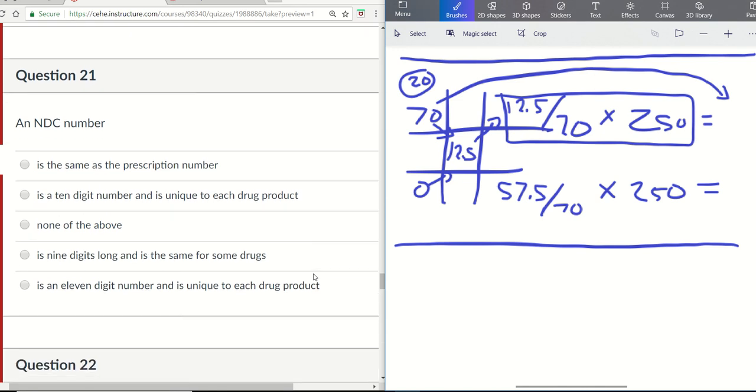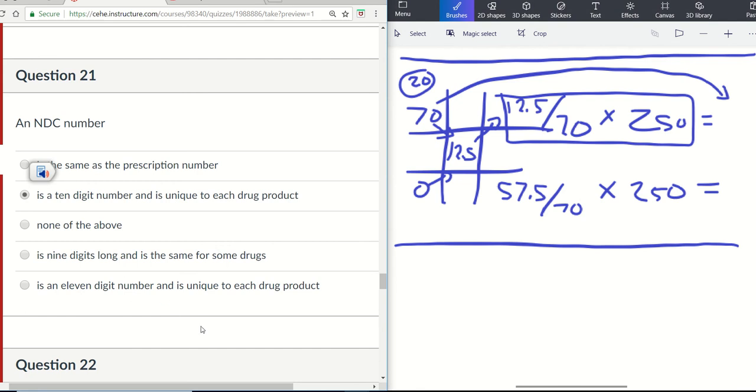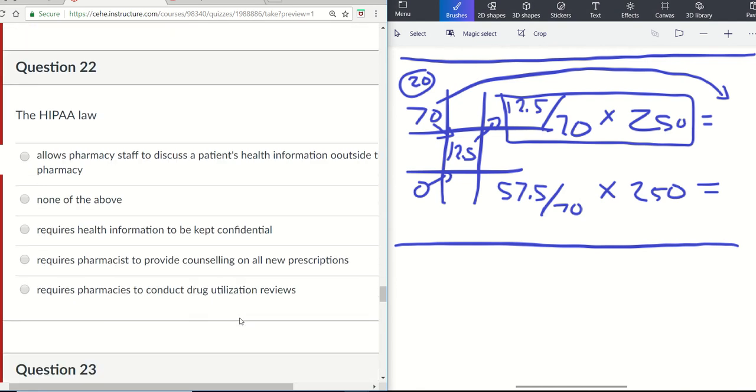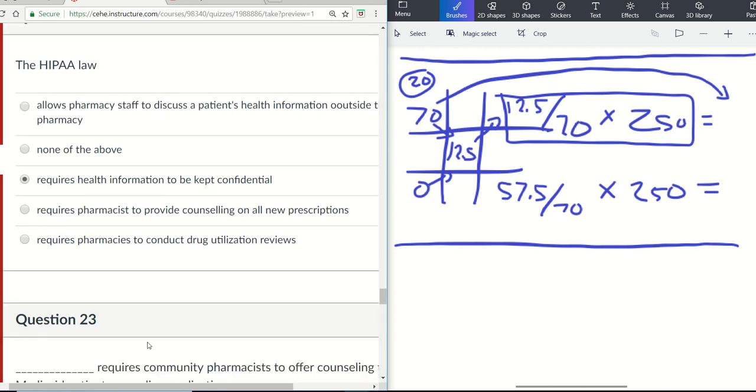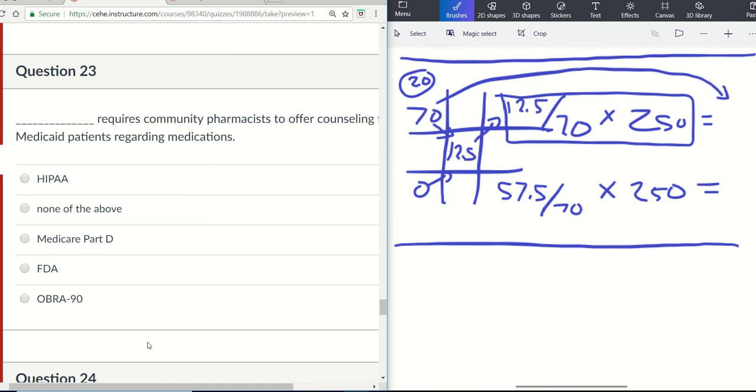What is an NDC number? How many digits? 10. Sure, 10. 11 fields with 10 digits. HIPAA: confidentiality. It requires health information to be kept confidential. Okay. Requires pharmacists to provide counseling? No, that's OBRA. That's OBRA. So the best one is outside the pharmacy. All right. 23. Blank requires community pharmacists to offer counseling. I just gave you guys this one. What is it? Omnibus Budget Reconciliation Act of 1990.